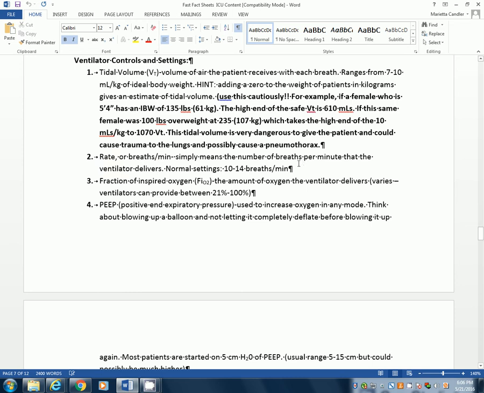What about rate or breaths per minute? This simply means the number of breaths per minute that the ventilator is going to deliver for you. Normal setting is 10 to 14. You need to know all this I'm talking about.